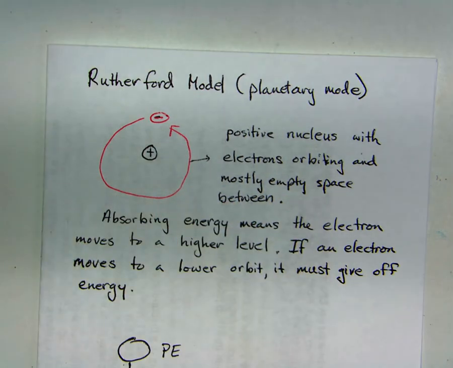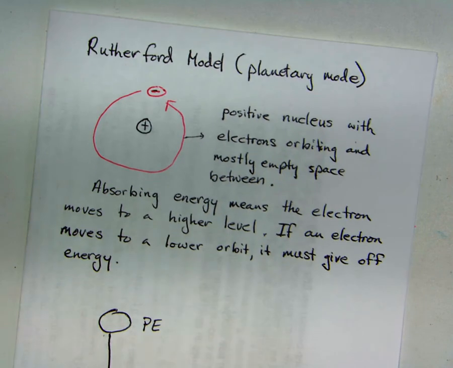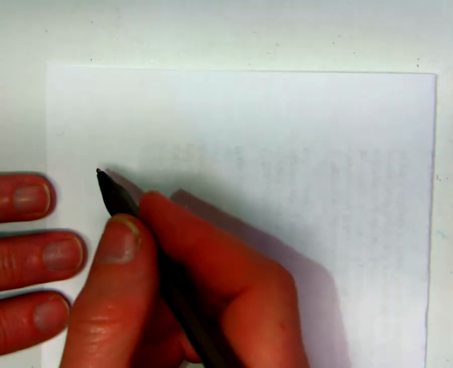Okay, so here was kind of our first more advanced model of the atom. It's called the Rutherford model. But as they started doing experiments, what they found was that the energy of the light only seemed to be given off from an atom in very specific wavelengths.